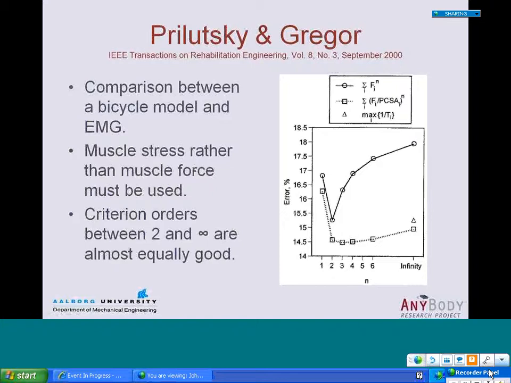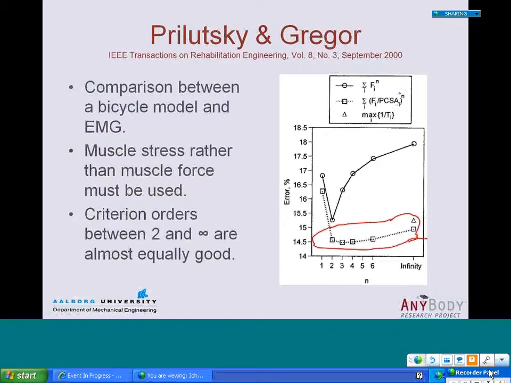until they could say something about which criterion would be the best one. And you can see that the good criteria here are the ones that will give you a low value of the error percentage. The ones that give you that are the ones with the square markers, and those are the ones where they have been normalizing the muscle forces by the PCSA of each muscle. And then they have raised it to a power of n.